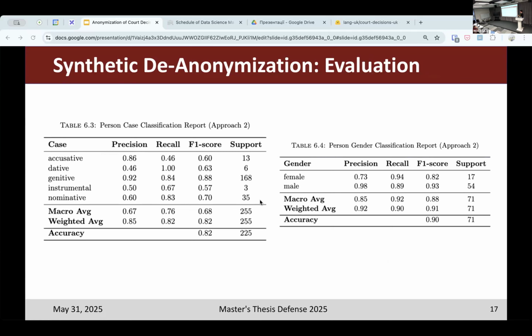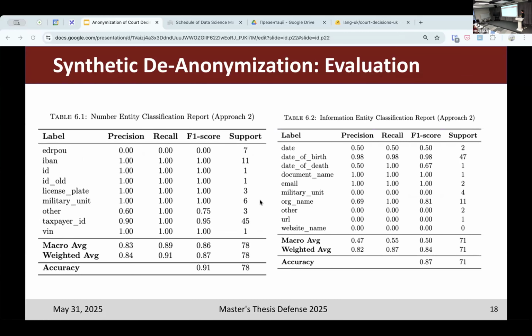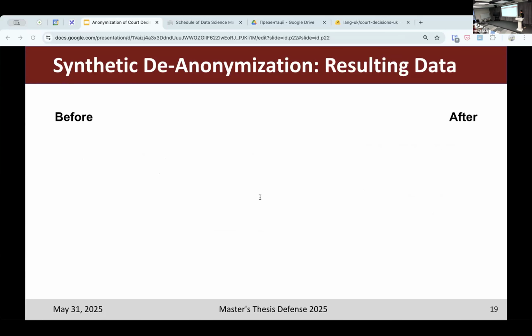So, for example, a person case classification report tells us that weighted average F1 score for this type of data was 0.82, and for person gender, it was 0.81, which is pretty high. And for number entity, the F1 score is 0.87, and for information entity, you see that we identified some classes of it, and it was 0.84.